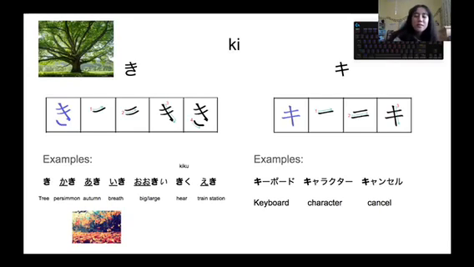Some examples are keyboard, which is kiiboodo, character, and cancel as kyanseru.